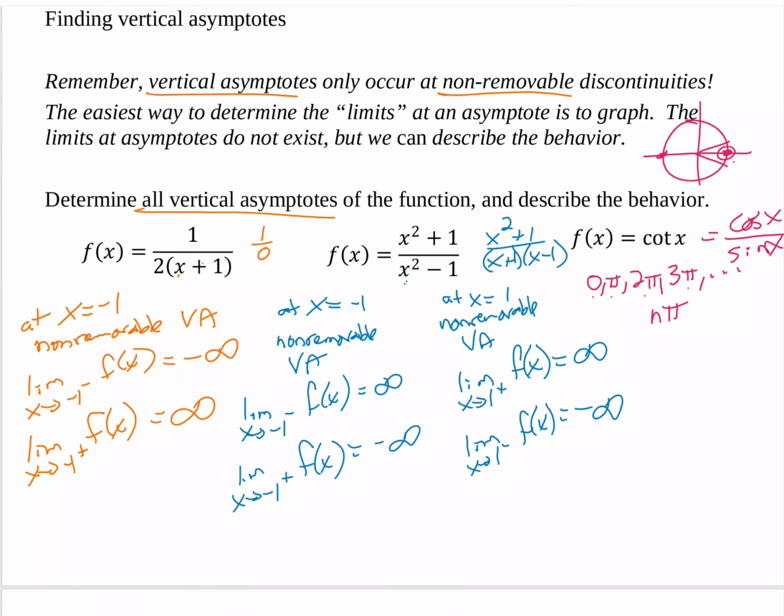So now we're going to say the limit as x approaches 0 pi from the negative side of the function, and the limit as x approaches 0 from the positive side. Because of the periodic nature of the trig functions, we know it's going to be the same at every single one of these integer pi values. So we just need to figure out one of them.